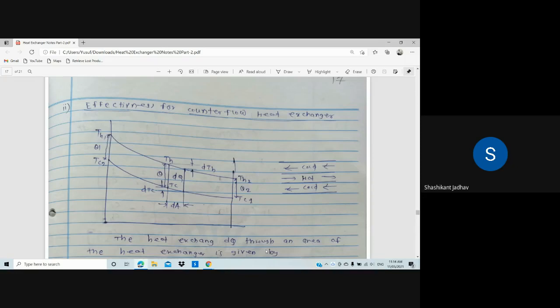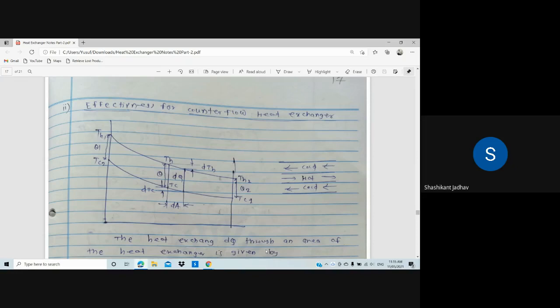Okay, so the direction of the hot fluid and cold fluid is opposite. As we know, the heat exchange dq through an area of the heat exchanger is given by, so we are considering one small elemental area.